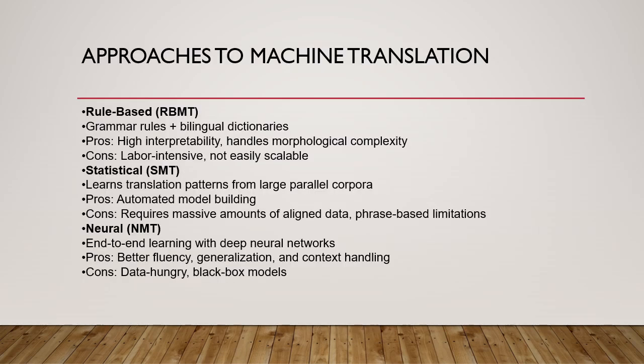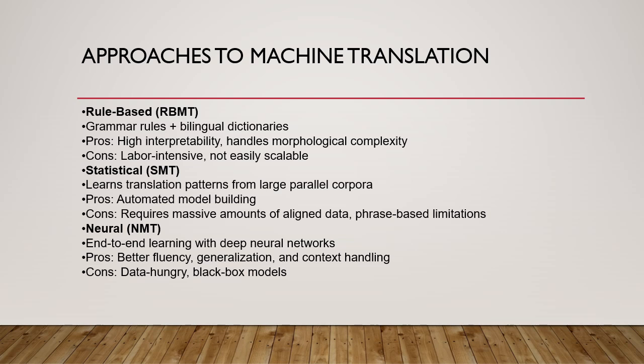Approaches to machine translation. There are three main approaches. The first one is rule-based machine translation. This method relies on predefined linguistic rules and dictionaries. While interpretable, it requires extensive manual work and struggles with unstructured text.